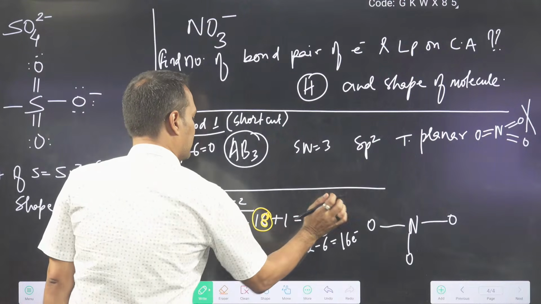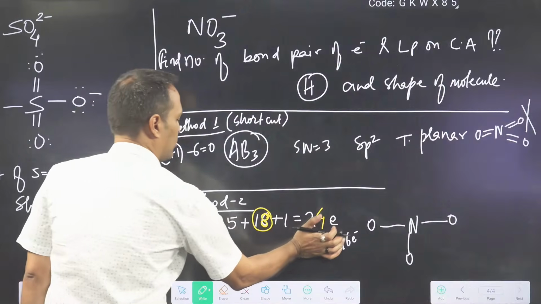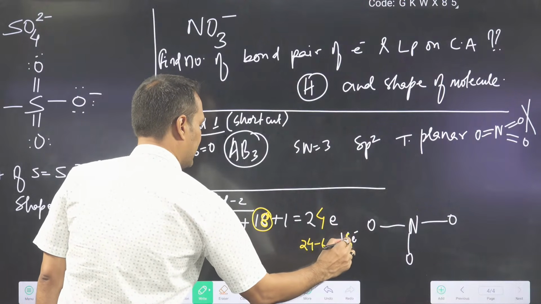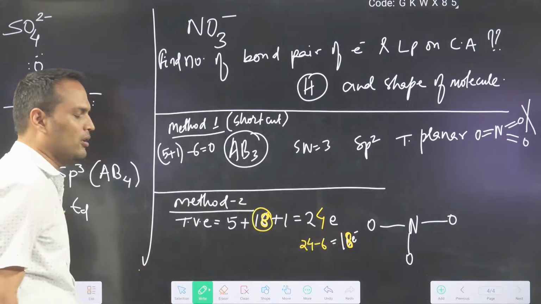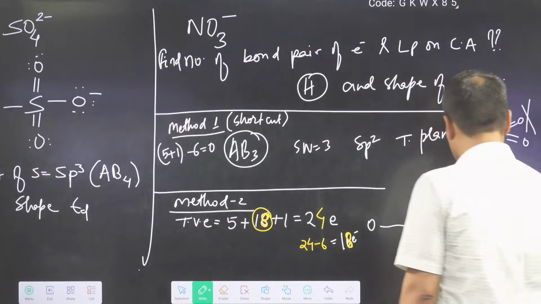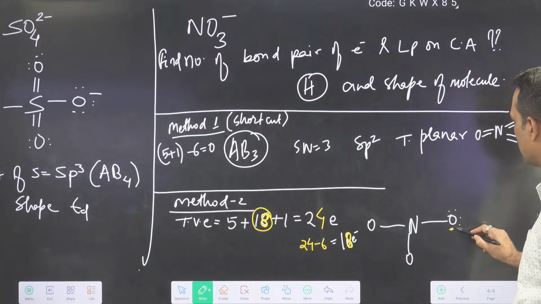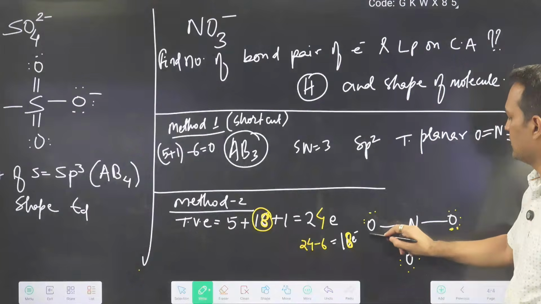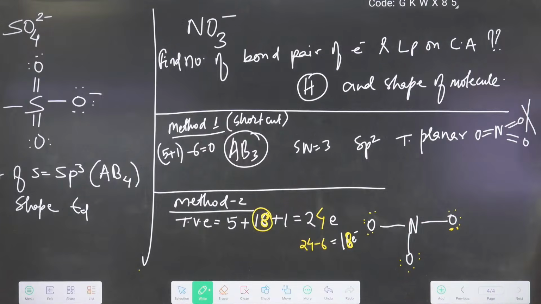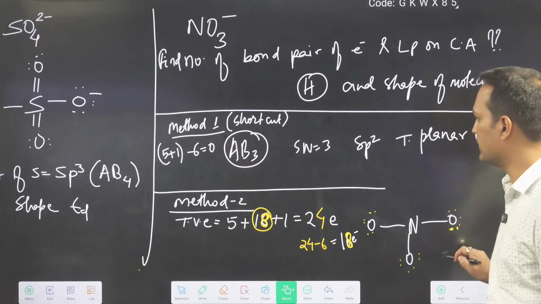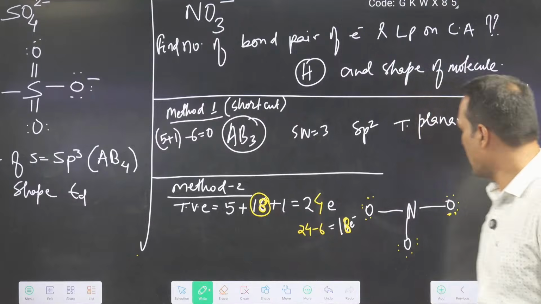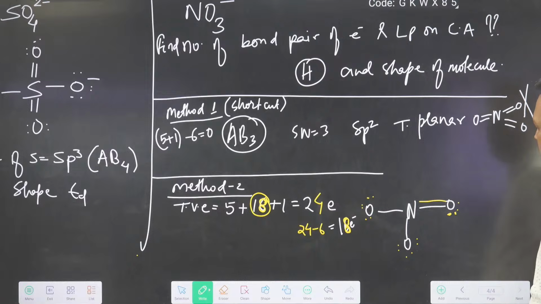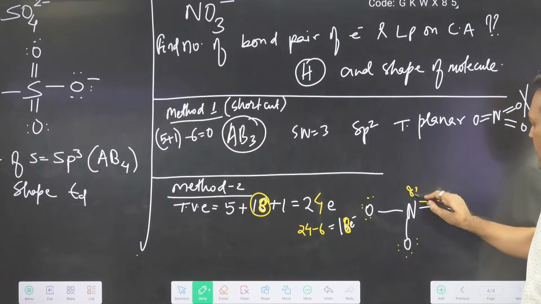Now what will it come? 24. 24 minus 6. How much is it coming? 18. Correct or not? Now distribute these 18 electrons. So you know, sir, this time I will distribute 6, 6, 6. Lo bhai, nothing left for the central atom. Nothing left for the central atom. Now what? You will remove this electron pair. Double bond. Okay. 8 electrons done.